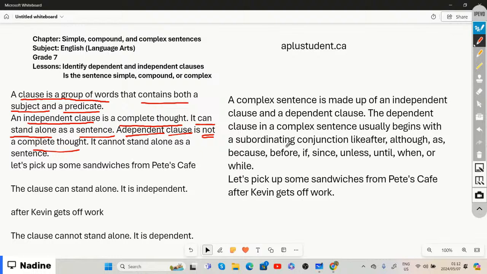All right. So also when it comes to a dependent clause, remember we said a dependent clause cannot stand on its own. A dependent clause actually needs an independent clause for it to latch on to so that it can express a complete thought. And then we have a complex sentence. Complex sentences are made up of an independent clause as well as a dependent clause.